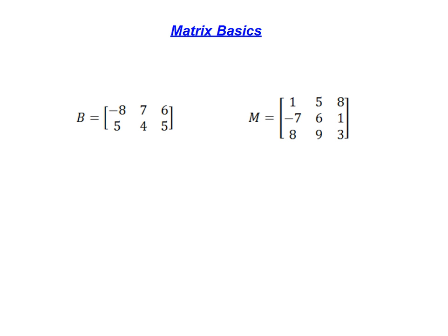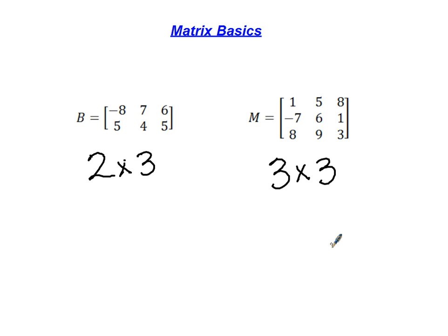When working with matrices, you first need to identify a few basics about the matrices themselves. Here, in matrix B, we can identify that it has 2 rows and 3 columns. Those are the dimensions. So you write the dimensions 2 by 3, using the X to show the word by. Then matrix M has 3 rows now and 3 columns. So our dimensions can be written 3 by 3.